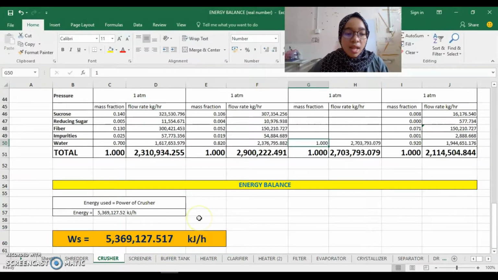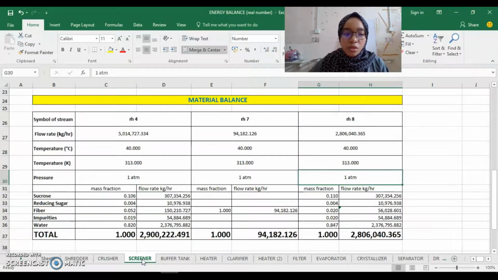As for the energy balance, it is same as shredder. We only use the power of the crusher. We obtain the energy use as 5369127.52 kilojoule per hour. Moving on to screener.